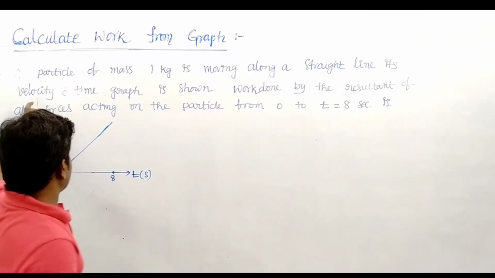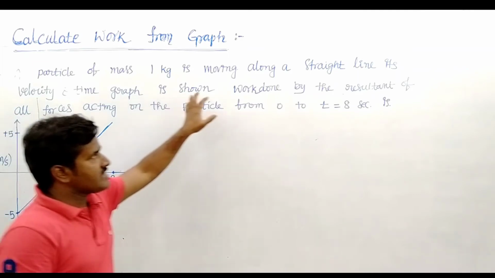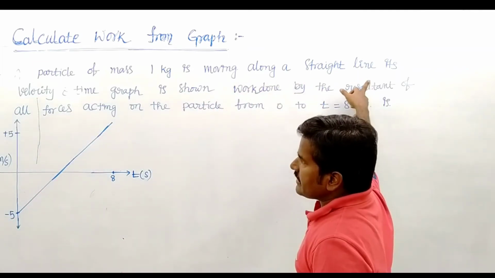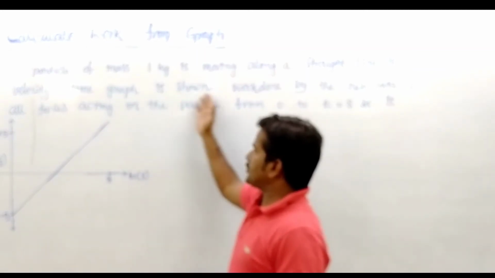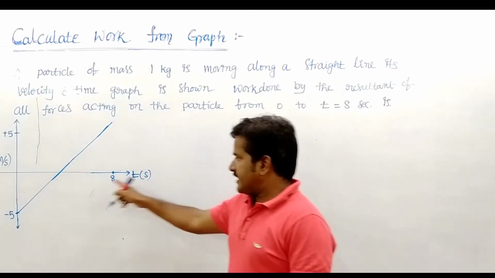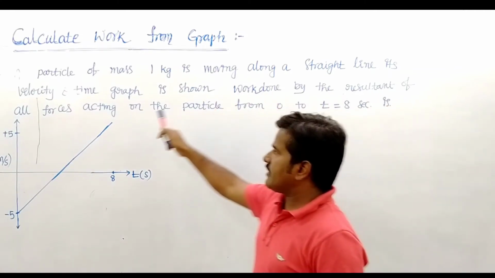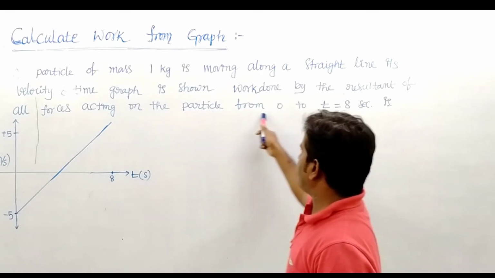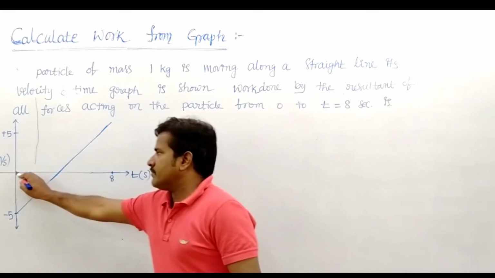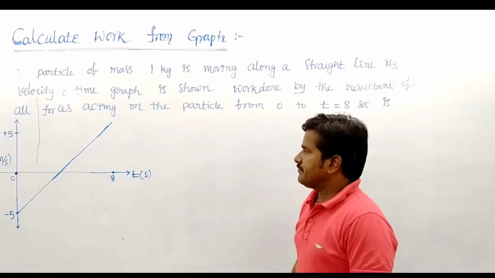This is one question, one problem. A particle of mass 1 kg is moving along a straight line. Its velocity and time graph is shown. Velocity is taken on the y-axis, time on the x-axis. We want the work done by the resultant of all forces acting on the particle from 0 to 8 seconds.